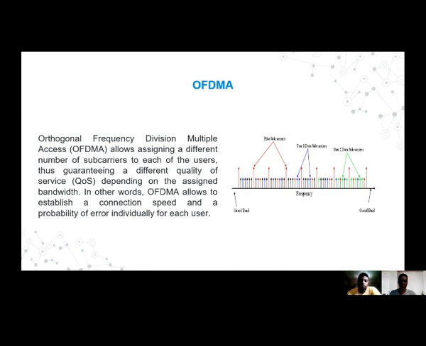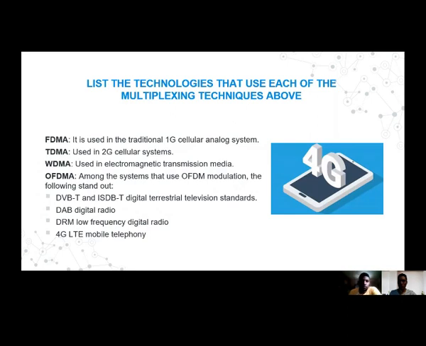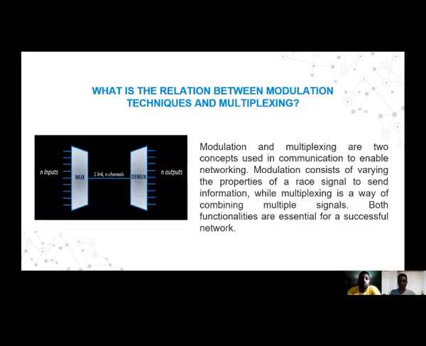Next, list the technologies that use each of the multiplexing techniques above. DVB-T and ISDB-T, Digital Terrestrial Television standards. The DAB digital radio, the DRM low frequency digital radio. 4G LTE mobile telephony.